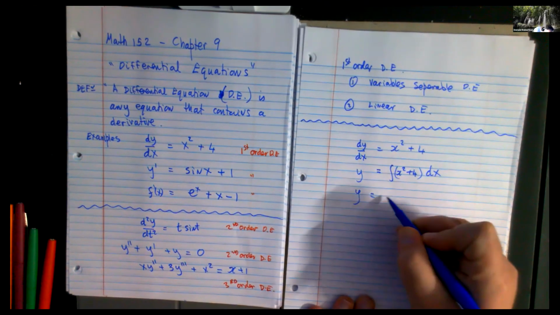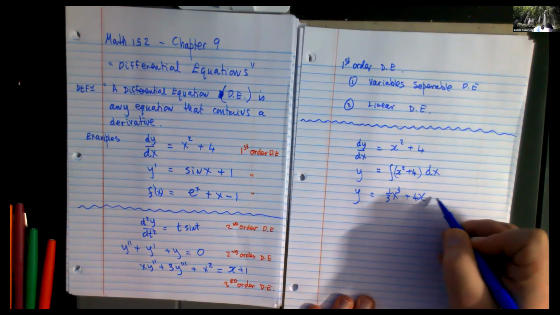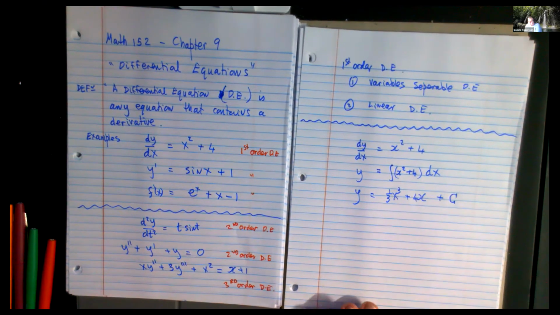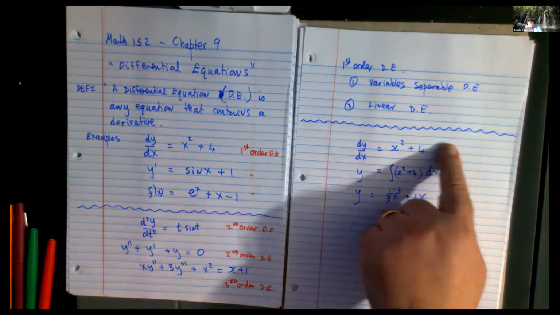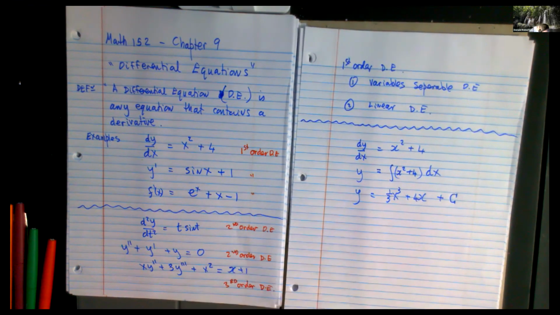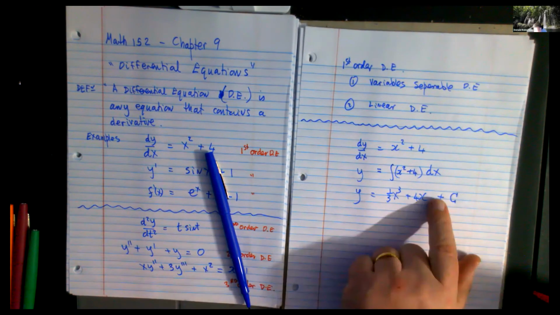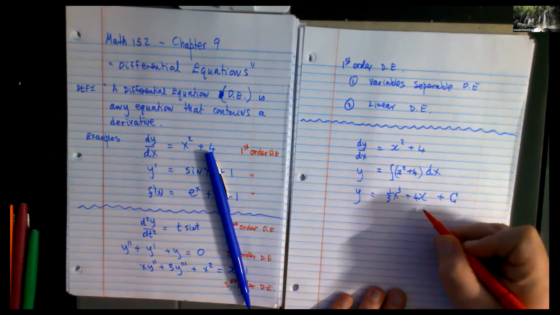Now, add 1 to the power, done. 4 gets you 4x. Of course, don't we need a big C? Because essentially that's an indefinite integral. So there's your solution. The solution to this first order differential equation is this guy. We have a name for this guy. Because he's got a plus C, and C could be +1 or +21, we call this a general solution.